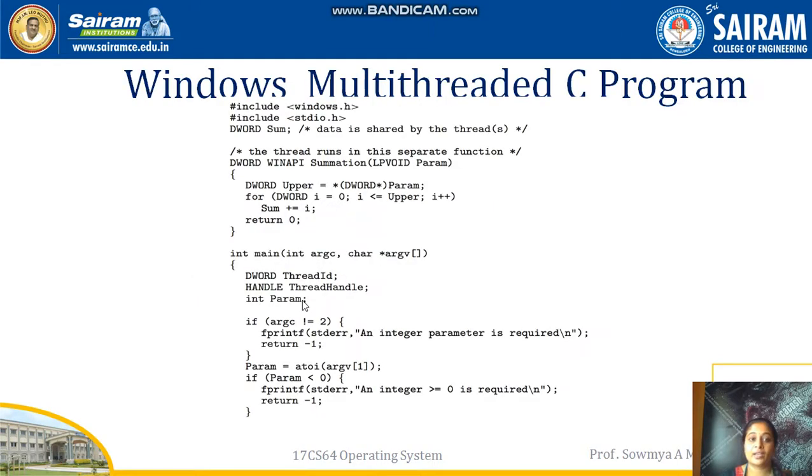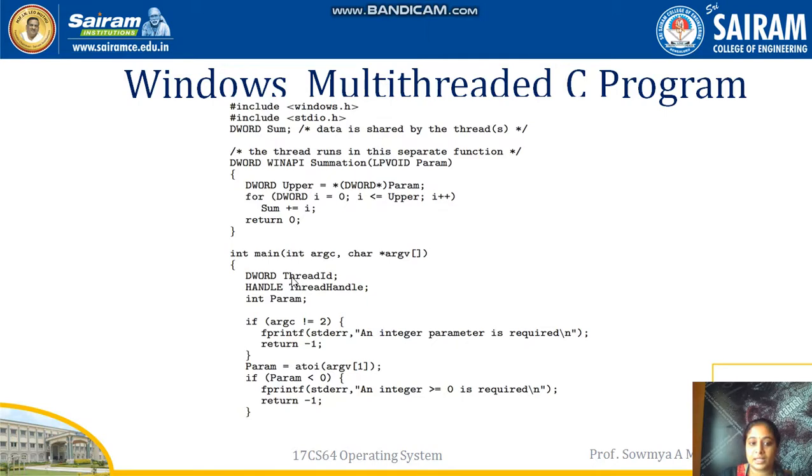the main program. Next one is Windows multi-threading using a C program. So here we have to use windows.h as a header file, and DWORD Sum is a global variable. DWORD WINAPI Summation is your user-defined function to run the thread, whatever thread you have created; we are passing Summation as the function to execute.